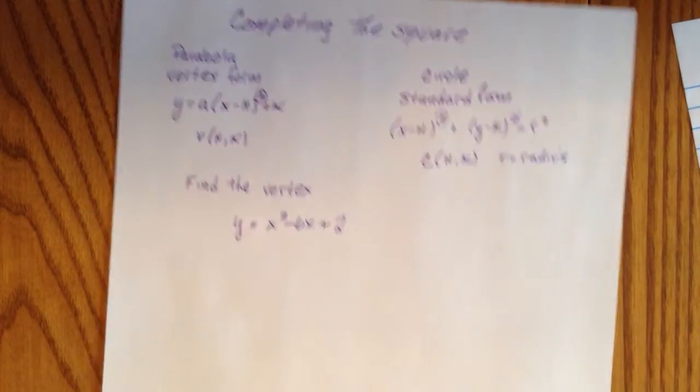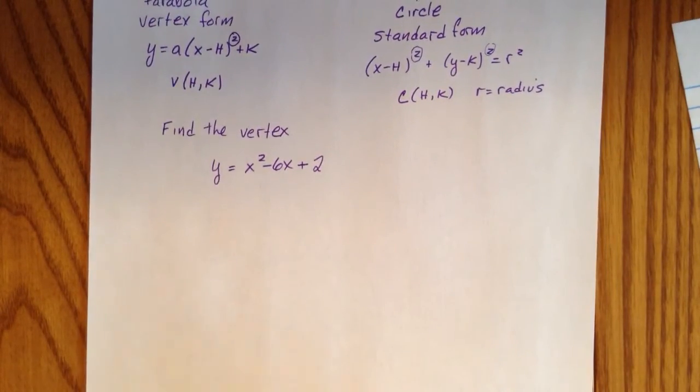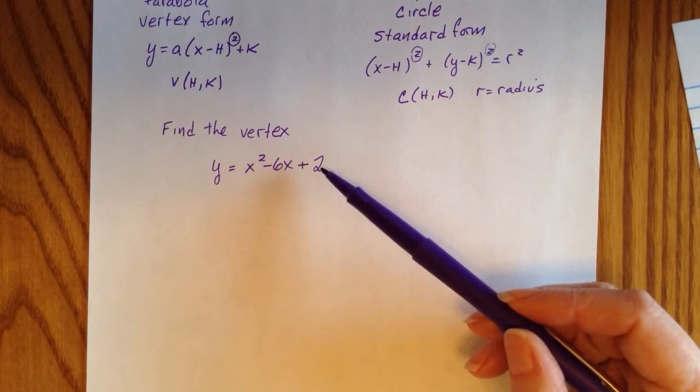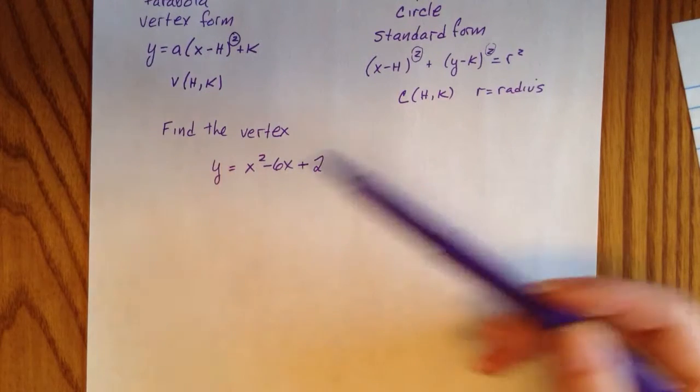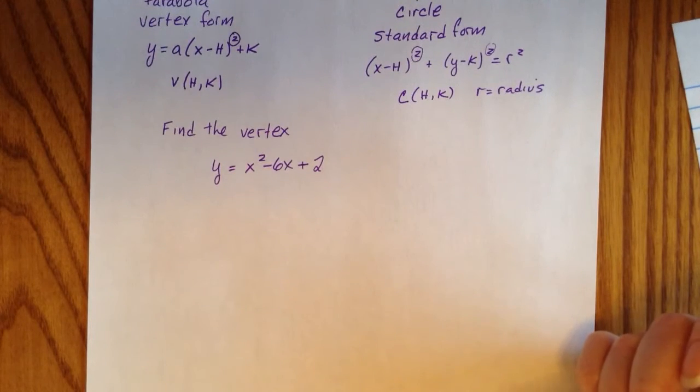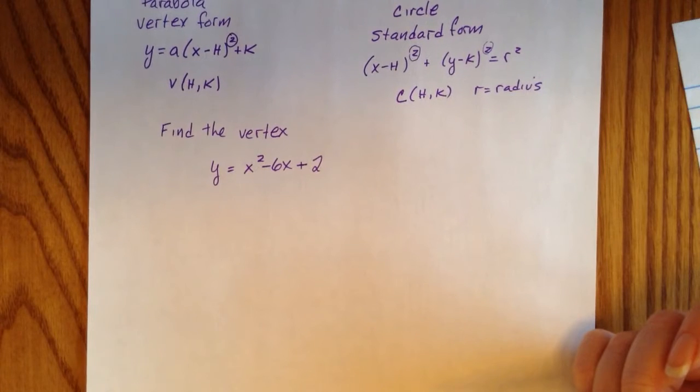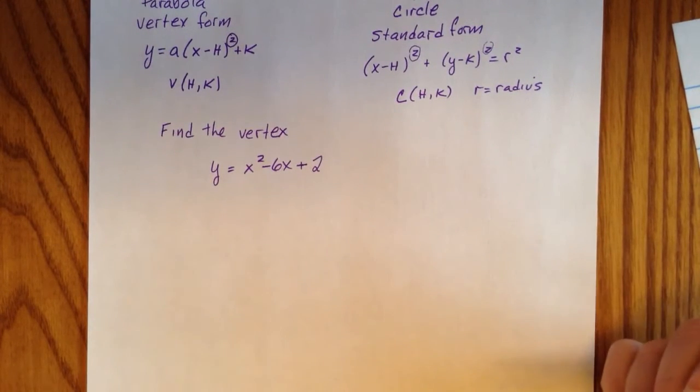We have been asked to find the vertex for this parabola. Yes, it is a parabola. It has x squared as its highest term, but it's not in the perfect square form. So we need to complete the square in order to write it that way. All right, so here's your process. Feel free to slow it down, pause it, replay it over and over again.